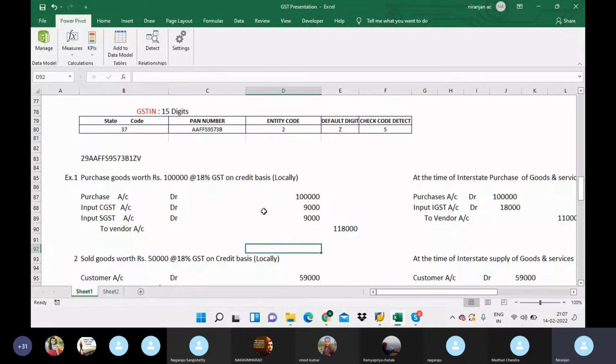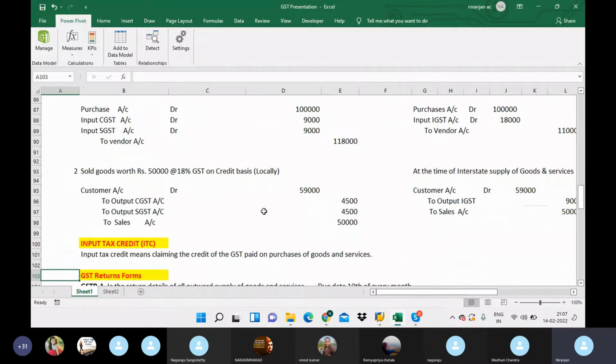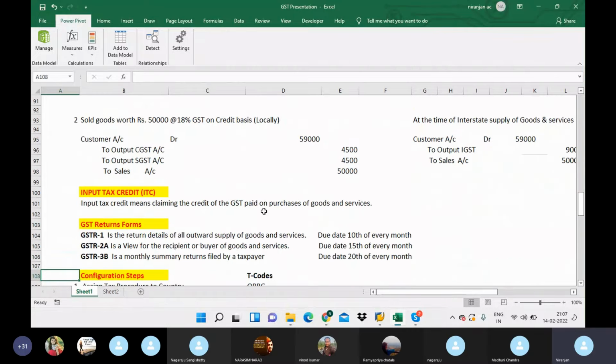And sold goods worth rupees 50,000 with 18% GST on credit basis. The entry will be: customer account debit 59,000, to output CGST 4,500 and output SGST 4,500, to sales account 50,000. So the total will be 59,000.